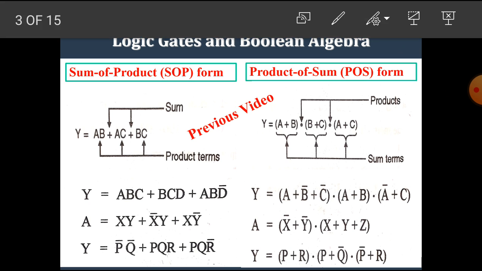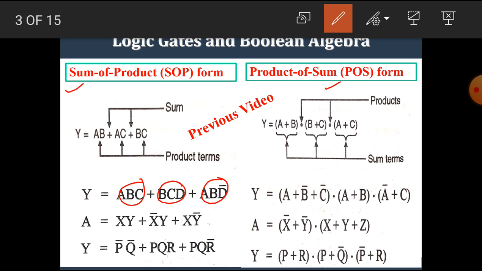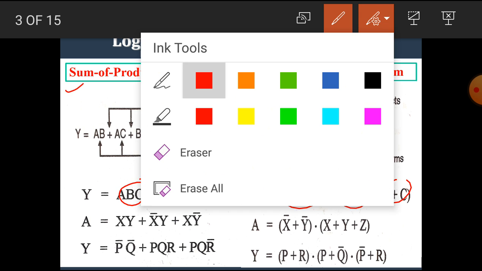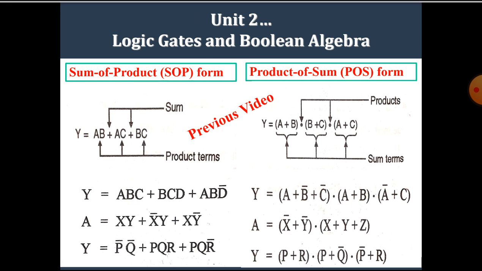Please check it. Now, in this video, we are going to see the concept of Minterms and Maxterms. For that purpose, let's revise our previous lecture. In that lecture, we have seen the SOP equation and POS equation. The SOP equation means sum of product. That means here the product terms are added together, and in POS equation the sum terms are multiplied with each other. It is known as the SOP and POS form.